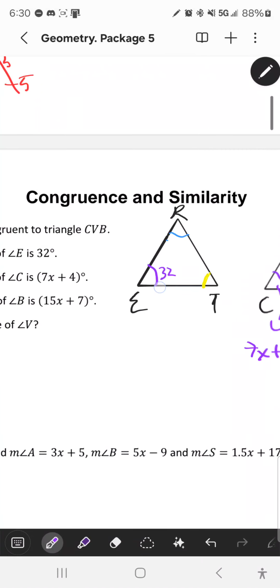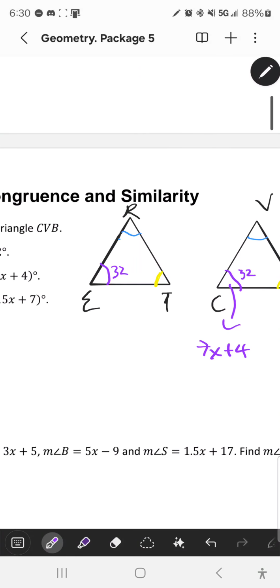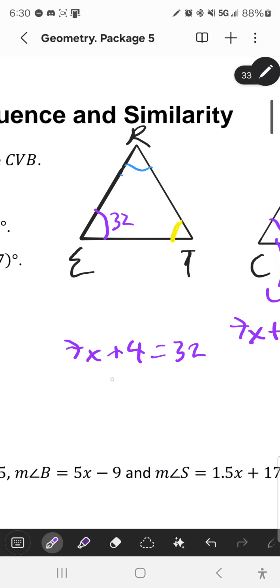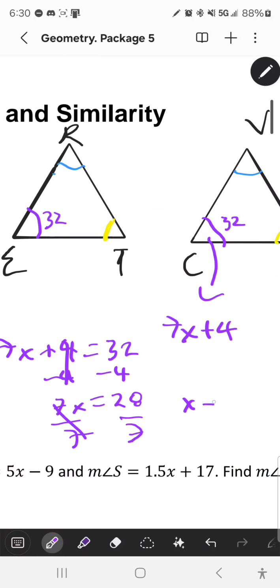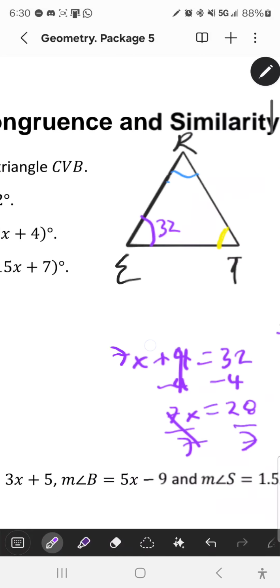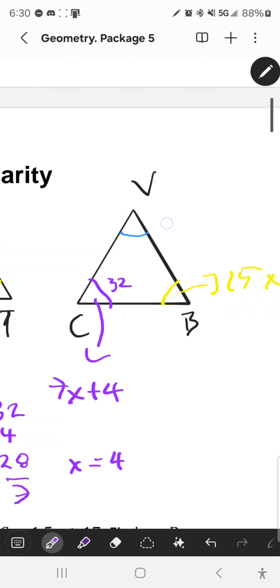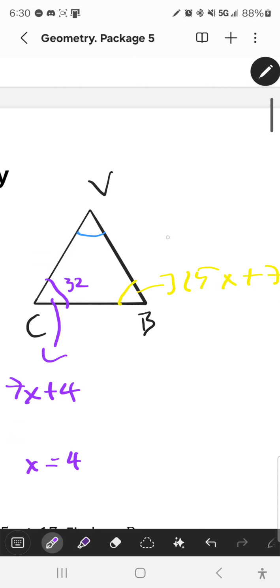We established that E is congruent to C, and C is 7x plus 4. So I know that 7x plus 4 is going to be equal to 32. So I subtract 4 from both sides. It cancels, so 7x equals 28. And when I divide by 7, 28 divided by 7 is 4. So x equals 4.